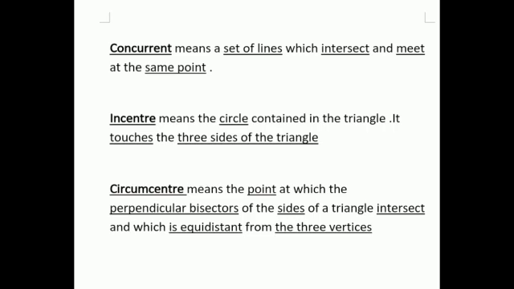Now concurrent. Concurrent means a set of lines which intersect and meet at the same point. Incenter means the circle contained in the triangle. It touches the three sides of the triangle. Now, what do you mean by circumcenter? Circumcenter means the point at which the perpendicular bisectors of the sides of a triangle intersect and which is equidistant from the three vertices.